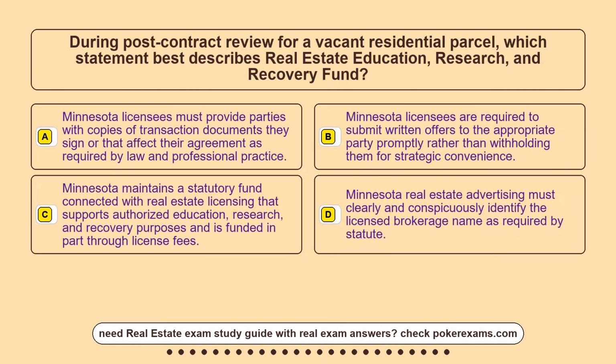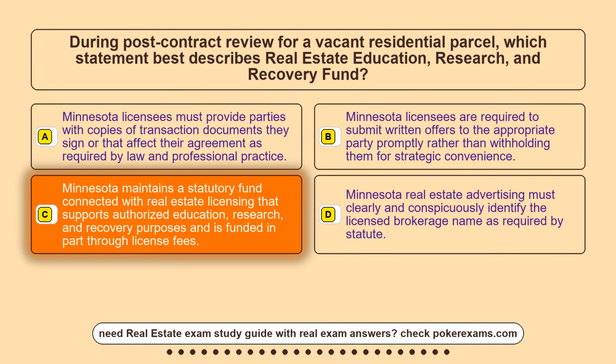Question 7. During post-closing contract review for a vacant residential parcel, which statement best describes real estate education, research, and recovery fund? Option A, Minnesota licensees must provide parties with copies of transaction documents they sign or that affect their agreement as required by law and professional practice. Option B, Minnesota licensees are required to submit written offers to the appropriate party promptly rather than withholding them for strategic convenience. Option C, Minnesota maintains a statutory fund connected with real estate licensing that supports authorized education, research, and recovery purposes and is funded in part through license fees. Option D, Minnesota real estate advertising must clearly and conspicuously identify the licensed brokerage name as required by statute.